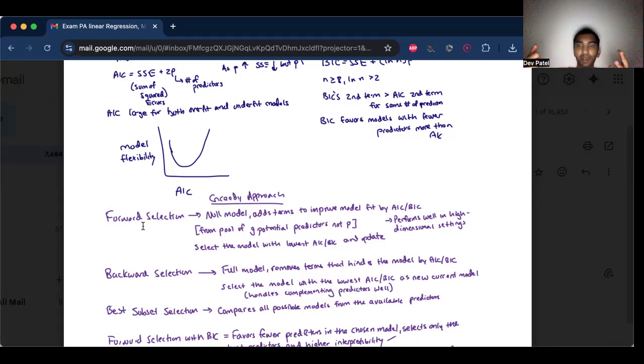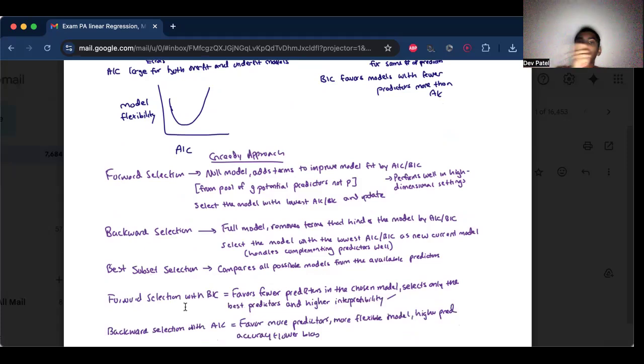Then we continue to add predictors, see which one's the best one that leads to the lowest AIC or BIC value. And if we get to a point where adding none of the other predictors is going to cause us to have a lower AIC or BIC value than we already have, then that's where we stop. And so that's how forward and backward selection are ultimately done. And forward selection performs very well in high dimensional settings. So if we have a high dimensional data set, we would want to use forward selection.